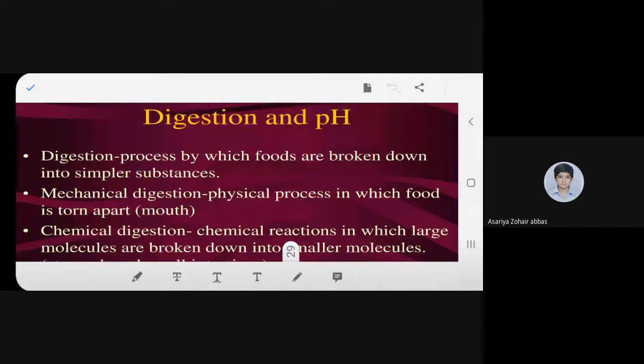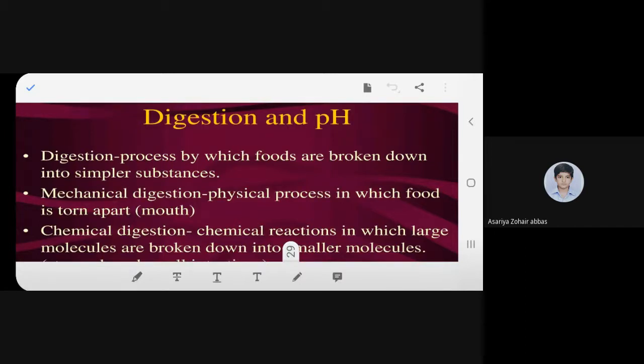And in the process, it goes to our stomach. From the stomach, it goes to the small intestine, then the large intestine, and then it is thrown out of the body through the anus. This is the whole complete digestion in human beings or in animals. Now, what is mechanical digestion? There are two types of digestion, mechanical and chemical.